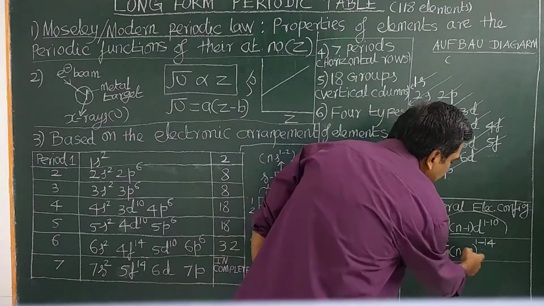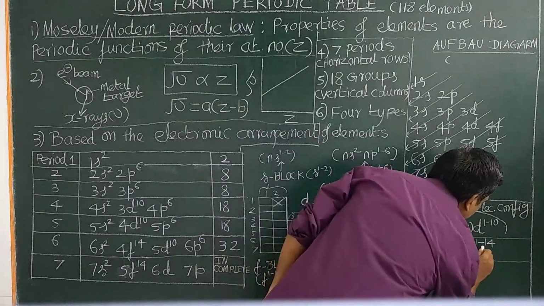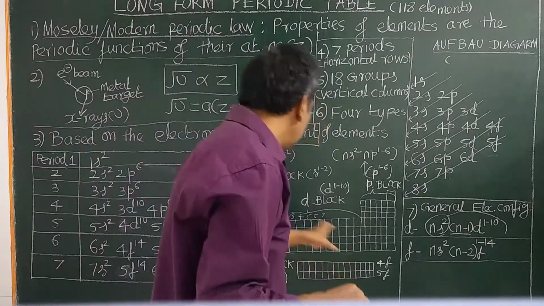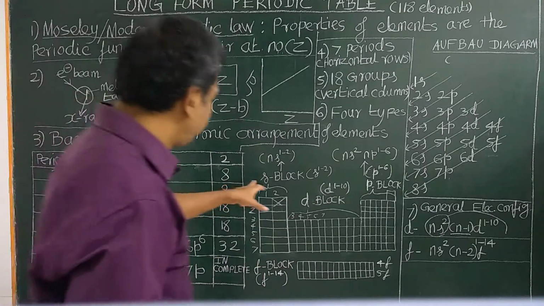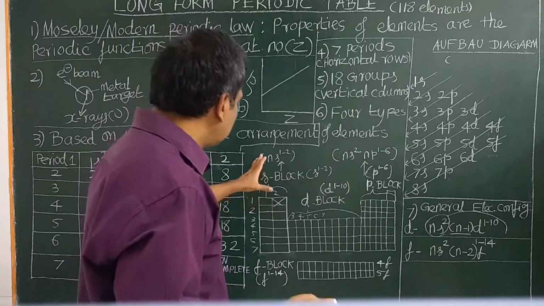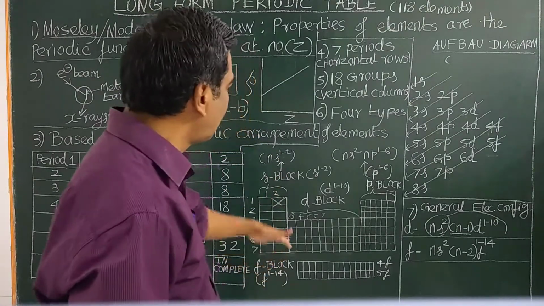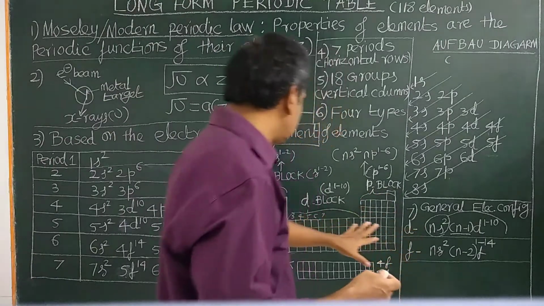So f block elements are also called inner transition elements because the last added electron goes to the inner f orbital. The d block elements are called transition elements, and the alkali metals and alkaline earth metals are called s block elements. Then you have the p block elements.